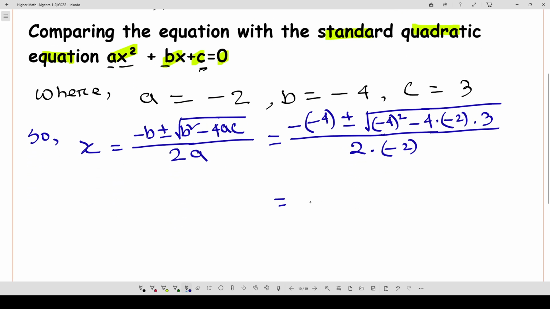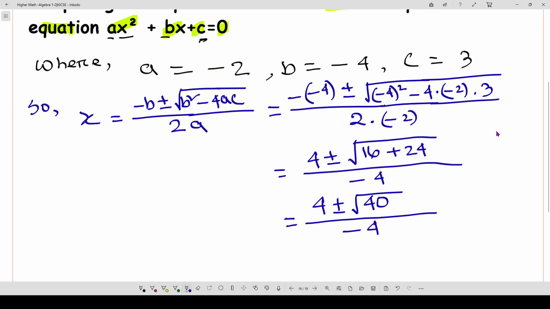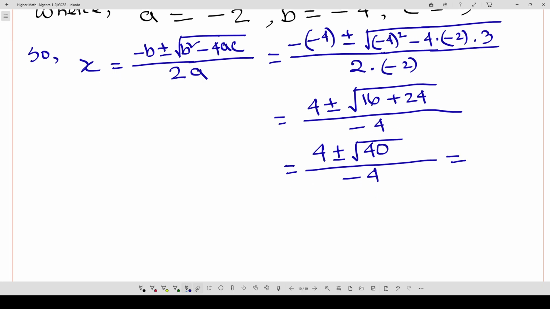So we can solve this step by step. Minus and minus will be plus, so it will be plus 4, then plus or minus the root of minus 4 squared, which is 16, then minus and minus will be plus 4 times 2 is 8, 8 times 3 is 24, and then 2 times minus 2 will be minus 4. So 4 plus or minus the root of 40, over minus 4. So for this one we need some calculation.